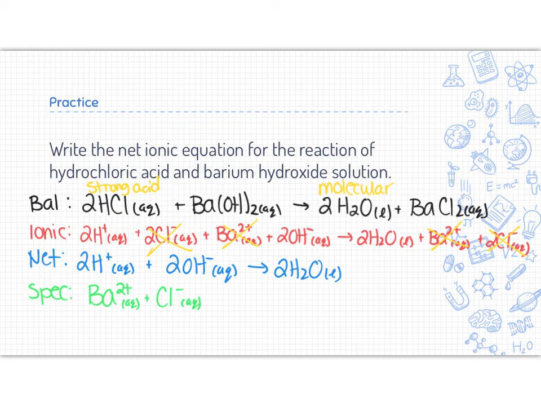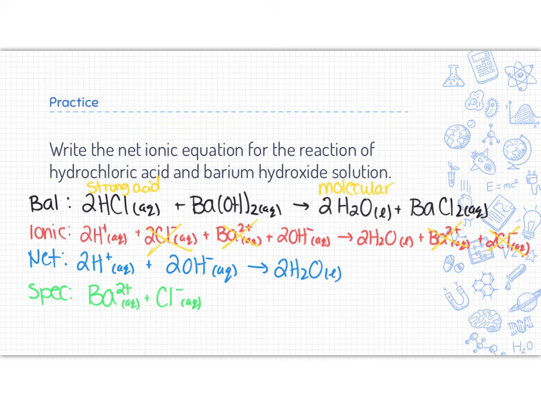Our balanced equation shows a strong acid and a base, creating a molecular compound and a soluble ionic. So I have dissociated my strong acid, I have dissociated my soluble ionic, and I have kept my molecular compound together, it does not break apart into ions. From there, I saw that I could cancel Cl and barium, and those are my spectator ions. I'm left with H plus and OH minus making water.